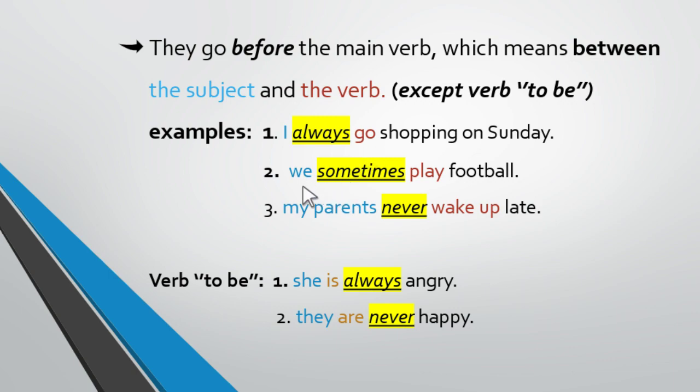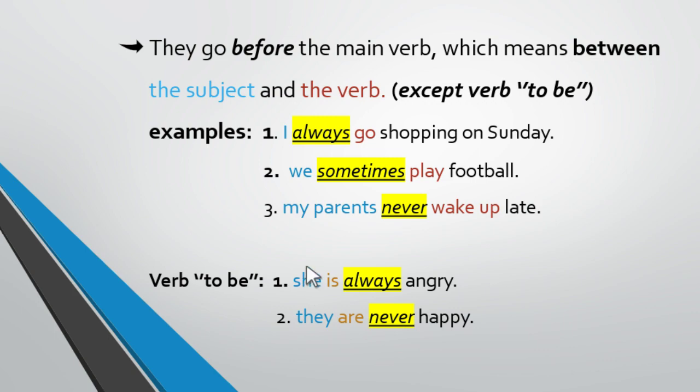Number 2, we is the subject, play is the verb, football. So we play football is a normal sentence, but I want to tell you how often I play football. So I say, we sometimes play football. You see? And we put the adverb of frequency here in between the subject and the verb. 3, my parents wake up late. That is the normal sentence, but we're going to put here the adverb of frequency between the subject and the verb. My parents never wake up late. These are examples.